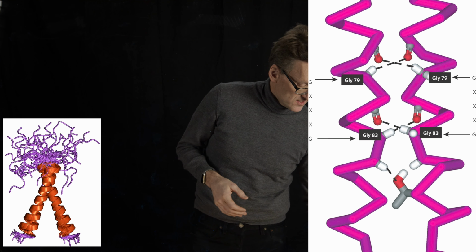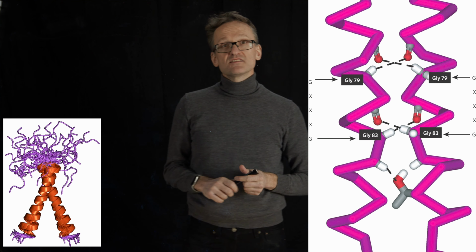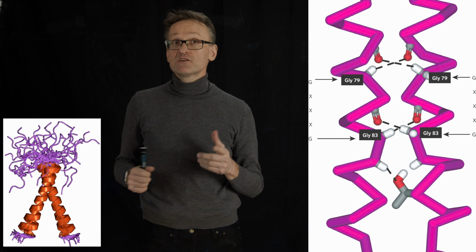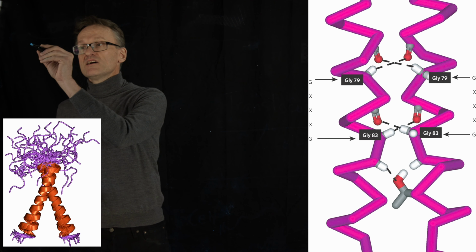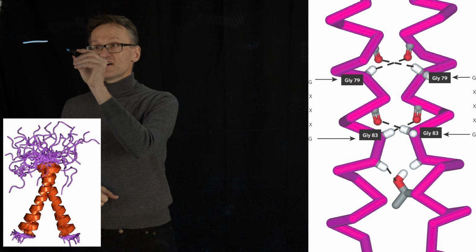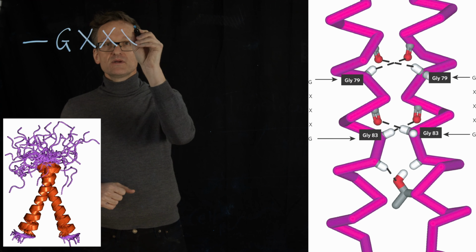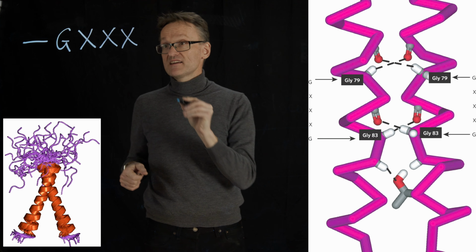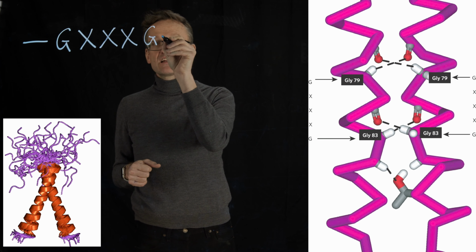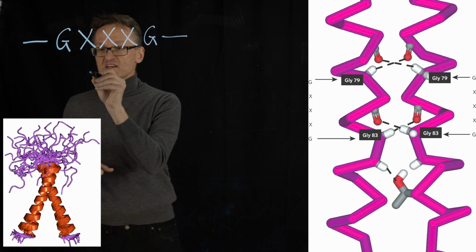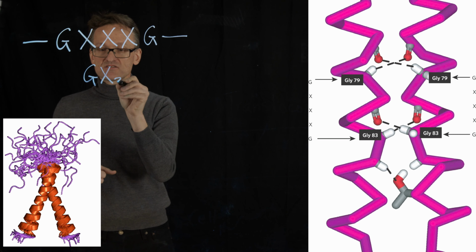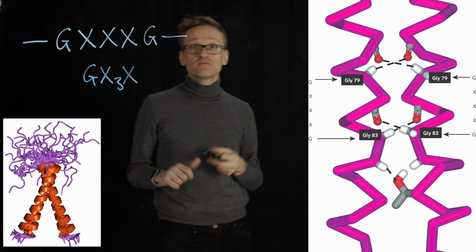But Don Engelmann found something else, that it's very common in these sequences to find a pattern that you had some sort of amino acids, and then you had a glycine, then you have 3 other amino acids, X will denote any amino acids, and then we had the glycine again. So that's occasionally called the GXXXG motif. Motif is pattern.